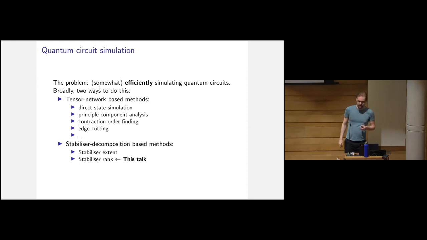And then there are stabilizer decomposition based methods. There's stabilizer extent and stabilizer rank, and I'm going to tell you more about what this is. Broadly, these scale exponentially not in number of qubits, but in number of non-Clifford resources of the circuit. Okay. So this talk is about stabilizer rank.